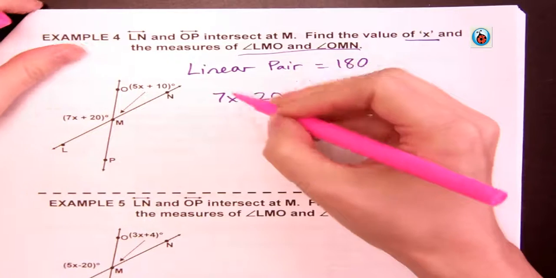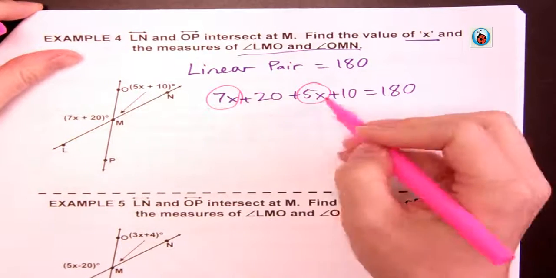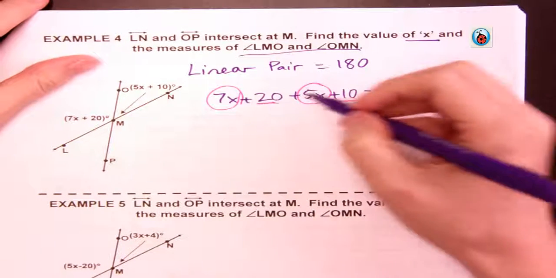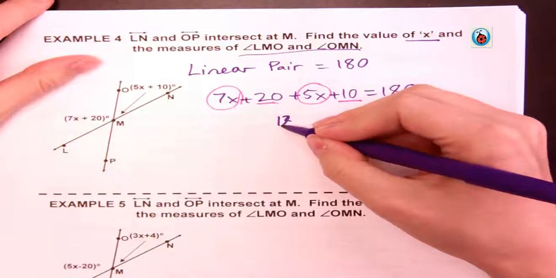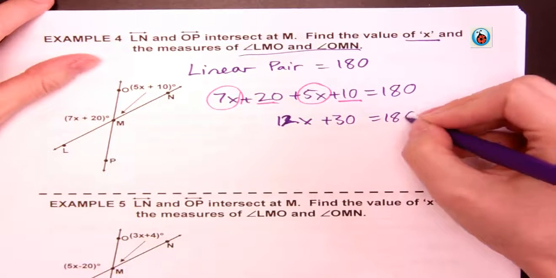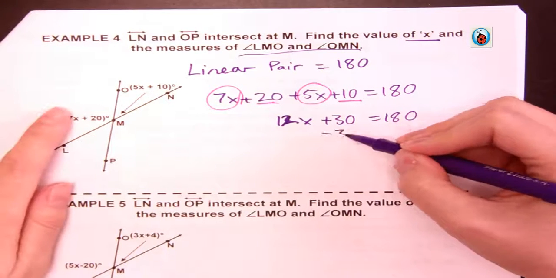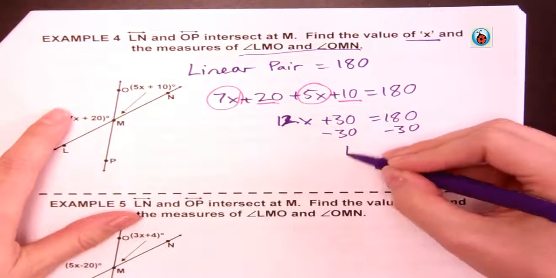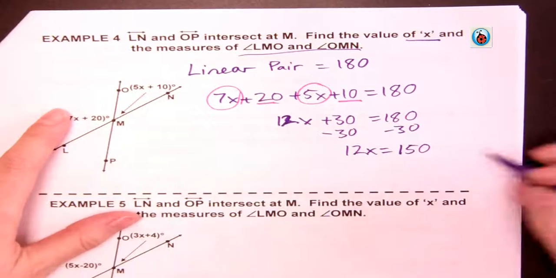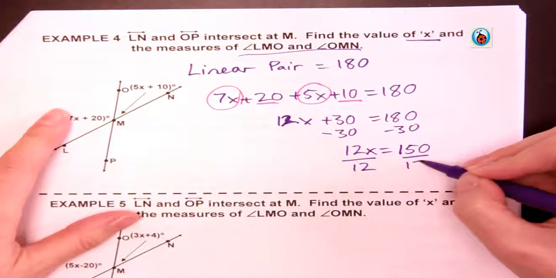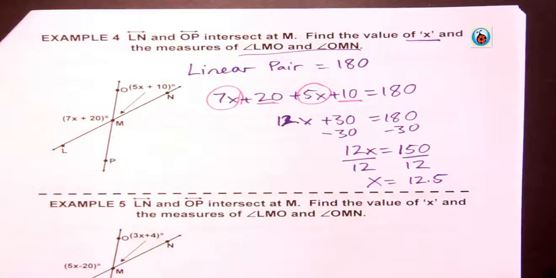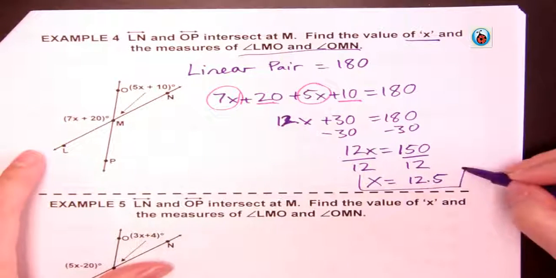Now I do my solve steps. I'm going to combine my like terms, so combine my x's, combine my other numbers. Because they're on the same side of the equation, I don't do the opposite, I just add them. So that gives me 12x plus 30 equals 180. Then I subtract 30 to get 12x equals 150. And I divide by 12 to get x equals 12.5. We have a decimal this time. So that's the first part of my problem.